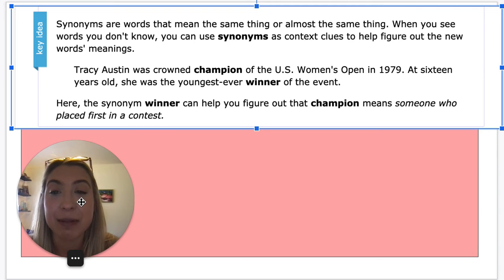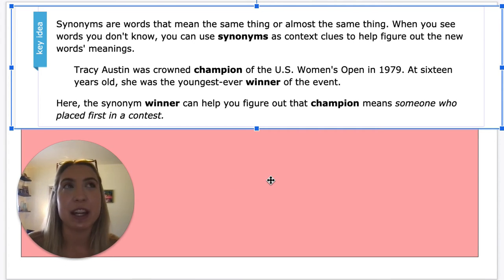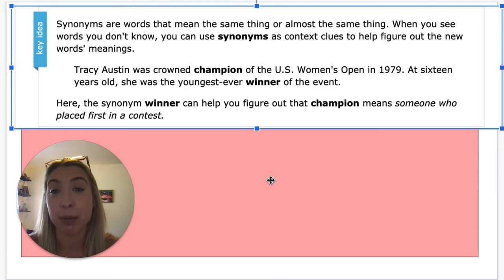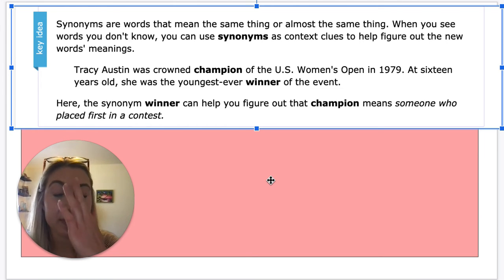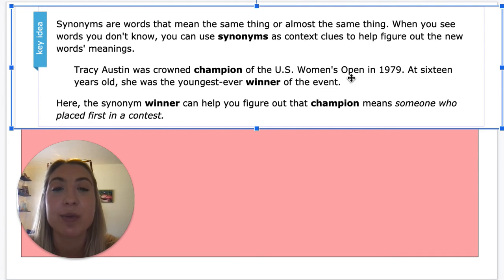Okay, so synonyms are words that mean the same thing or almost the same thing. It's easy to remember synonyms as similar. They both start with the S. They are pretty close in definition. When you see words you don't know, you can use synonyms as context clues to help figure out the new word's meaning. So Tracy Austin was crowned champion of the U.S. Women's Open in 1979. At 16 years old, she was the youngest ever winner of the event.